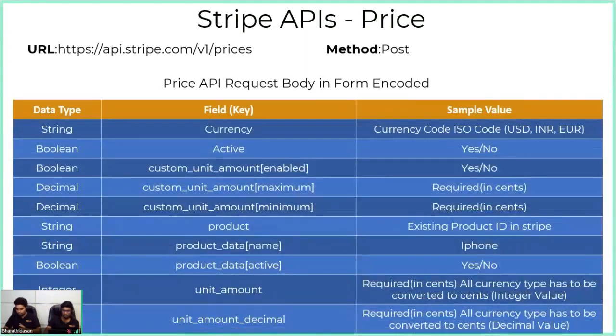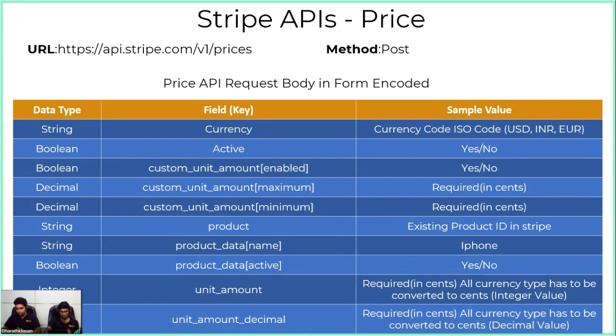So the price API is a POST method. It has several important parameters, currency. We need to send the currency code, which should be an ISO code. By default, we have taken USD as the currency code in our use case.